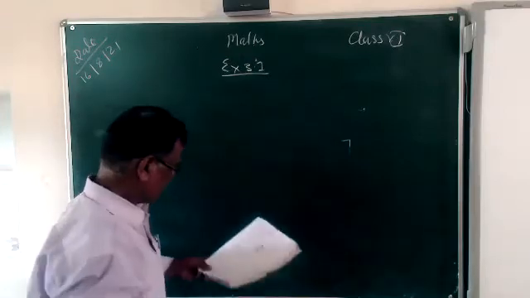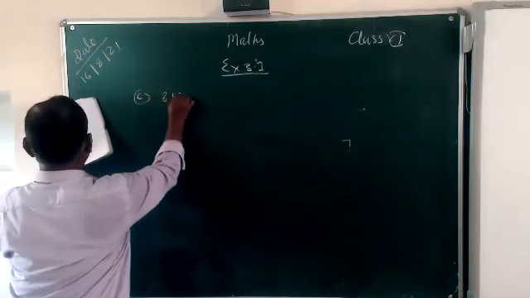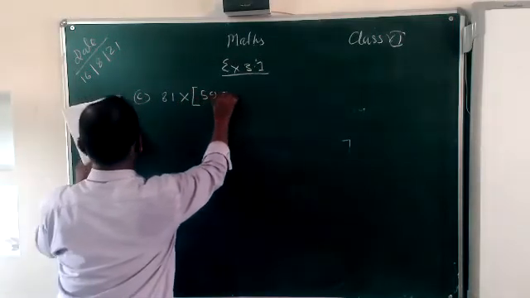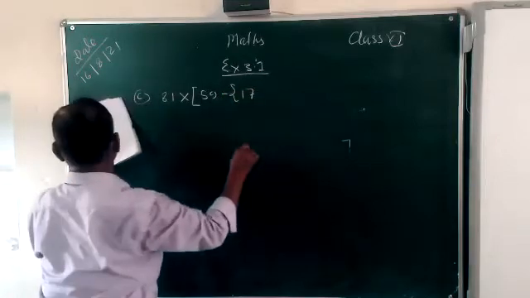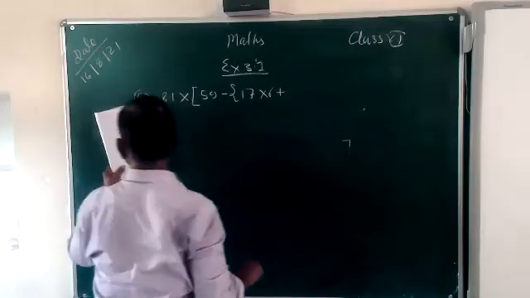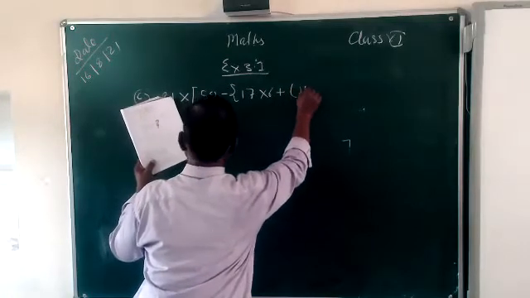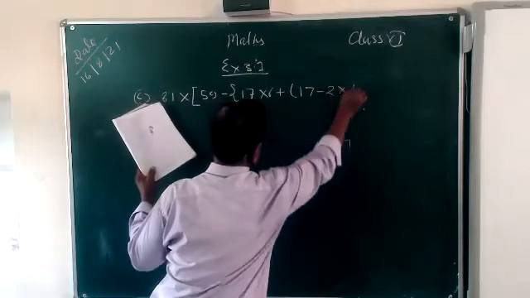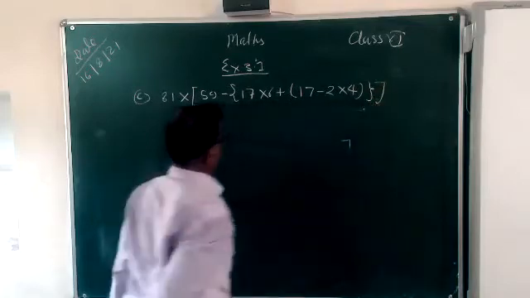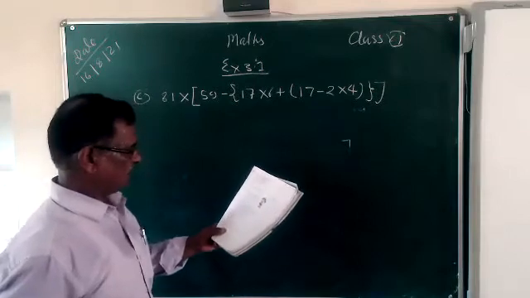See, my dear students, see next question. 81 into, in square bracket 59 minus curly bracket 17 into 6 plus, in common bracket 17 minus 2 into 4, common bracket close, curly bracket, square bracket close. This is your question. And now solve this.